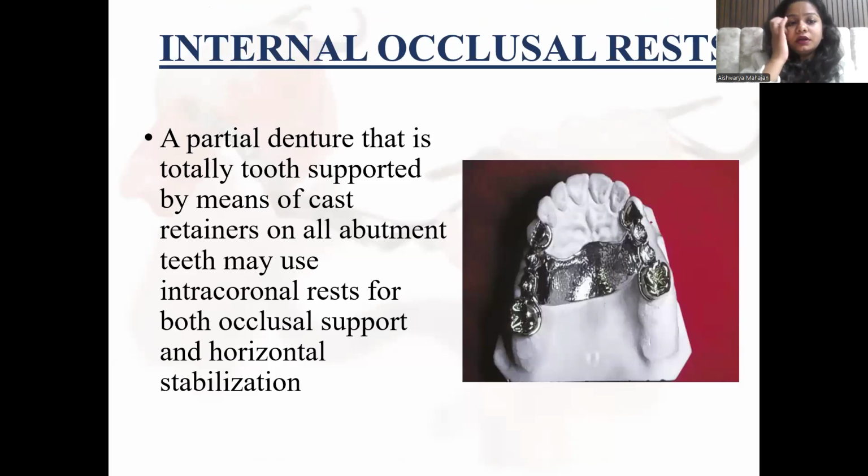Then the internal occlusal rest: a partial denture that is totally supported by means of cast retainers on all abutment teeth may use an intracoronal rest for both occlusal support and horizontal stabilization.